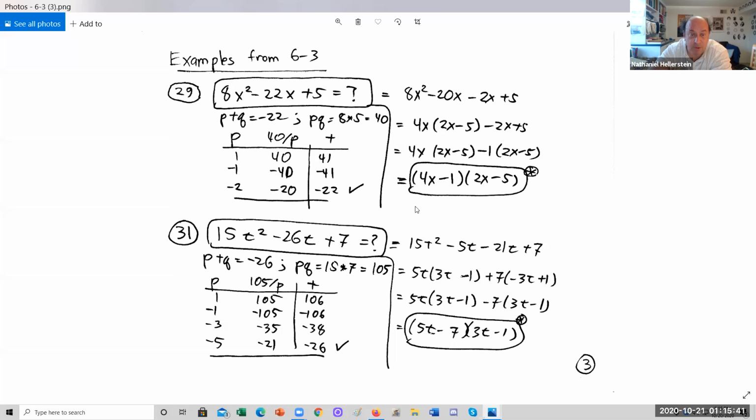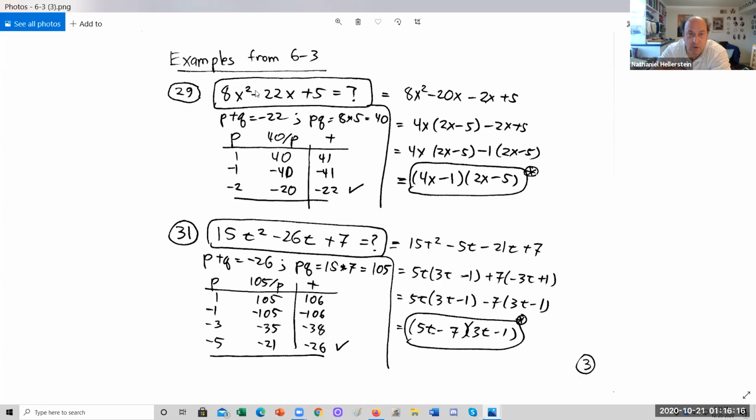All right, there's a bunch of examples. And as ever, when we search among the factors of AC, we go through a system. So, okay, 8x squared minus 22x plus 5. P and Q have to sum to negative 22. Their product is 8 times 5, which is 40. So 1 and 40, 41. Wrong sign, wrong size. Negative 1 and negative 40, negative 41. Right sign, still wrong size. Then try negative 2. 40 over negative 2 is negative 20. The sum is negative 22, as befits.